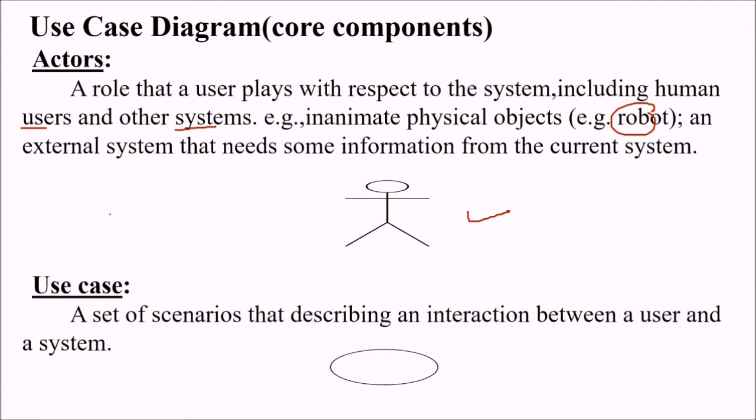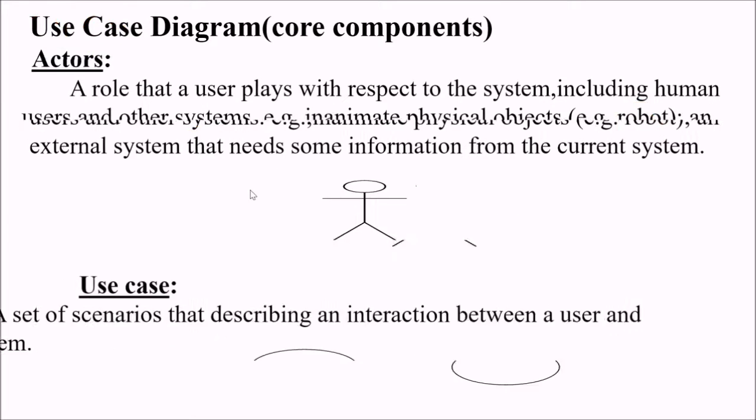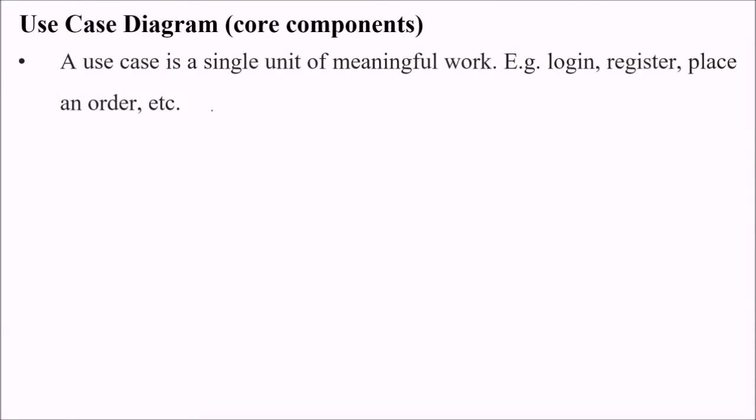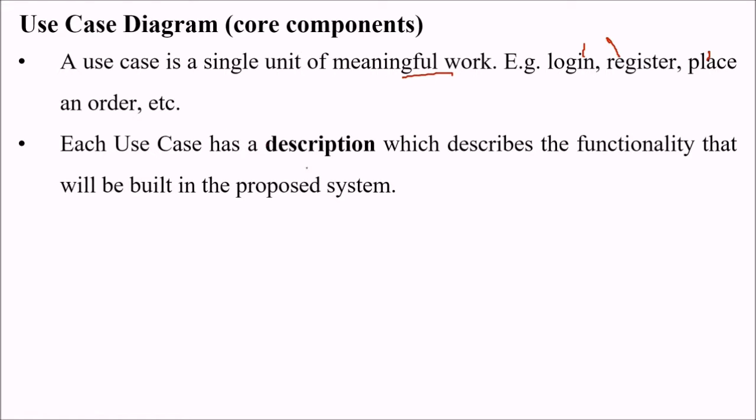Use case: in this elliptical structure, these are the set of scenarios. That is why we call it a use case. A set of scenarios that describe an interaction between a user and the system. A use case is a single unit of meaningful work, for example, a login, a register, or placing an order. Each use case has a description which describes the functionality that will be built in the proposed system.